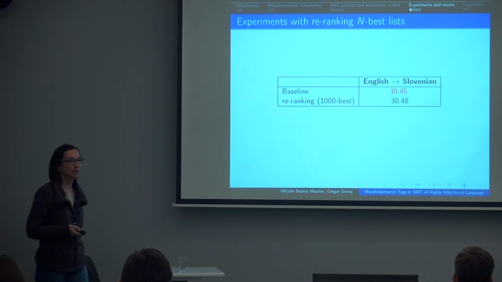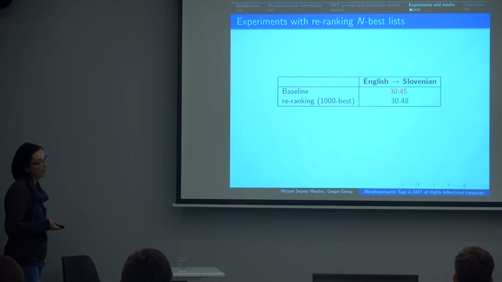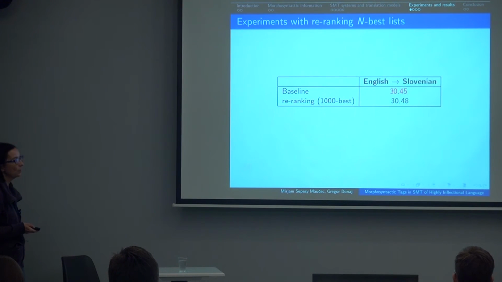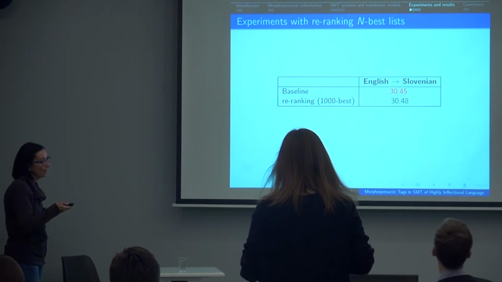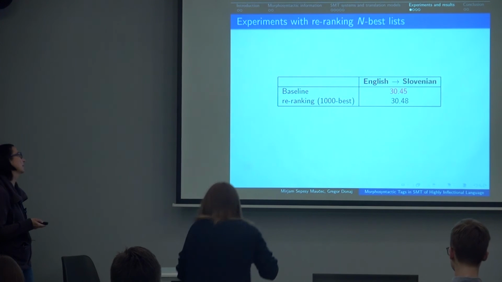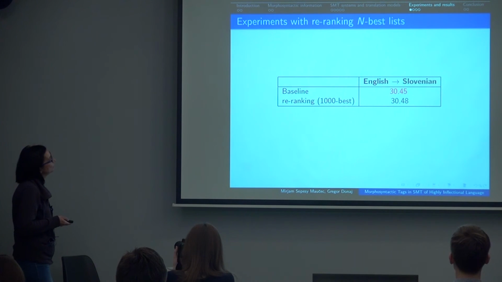And here are some results that we obtained. In the first row is the result of the baseline system. Re-ranking was performed only for the translation direction from English to Slovenian. To remind you, in this case we re-rank the hypotheses with the MSD language model. And as you can see, only slight improvement was obtained in these experiments.